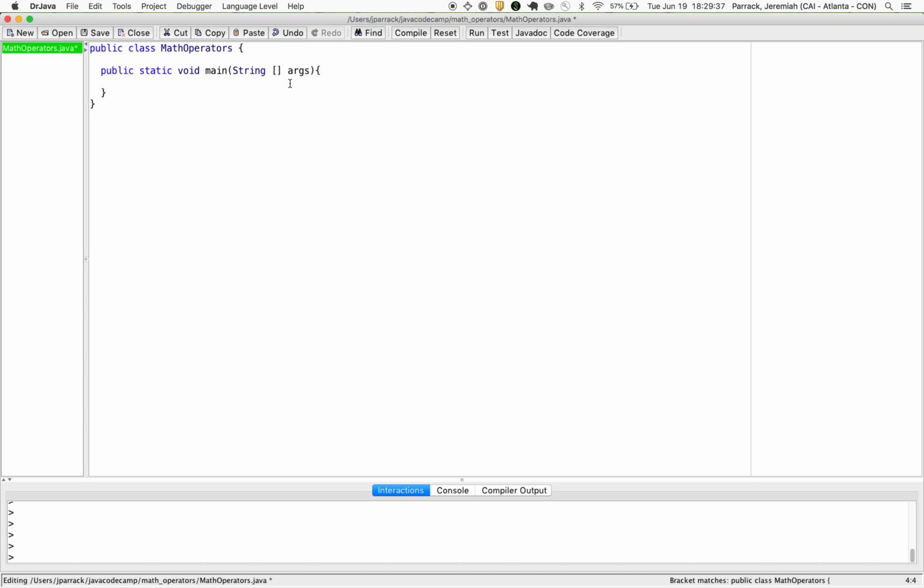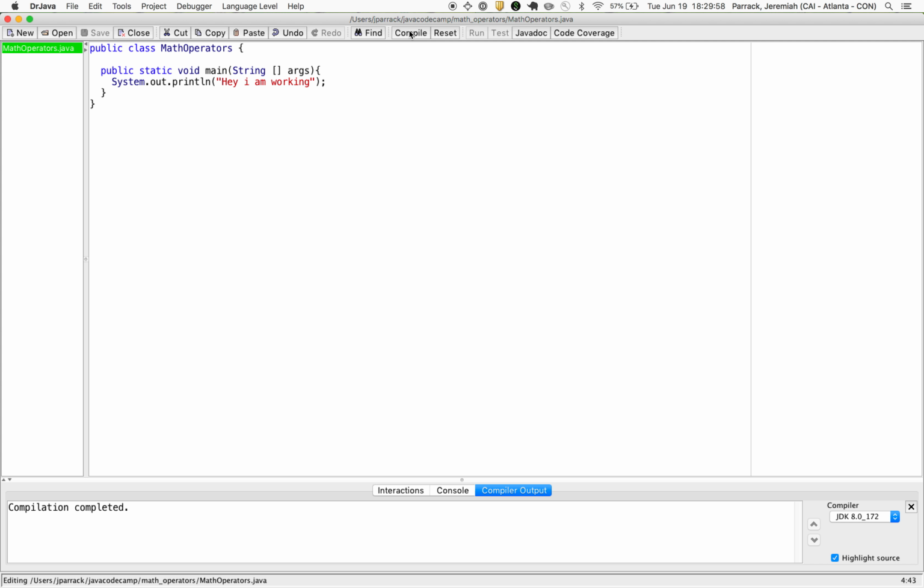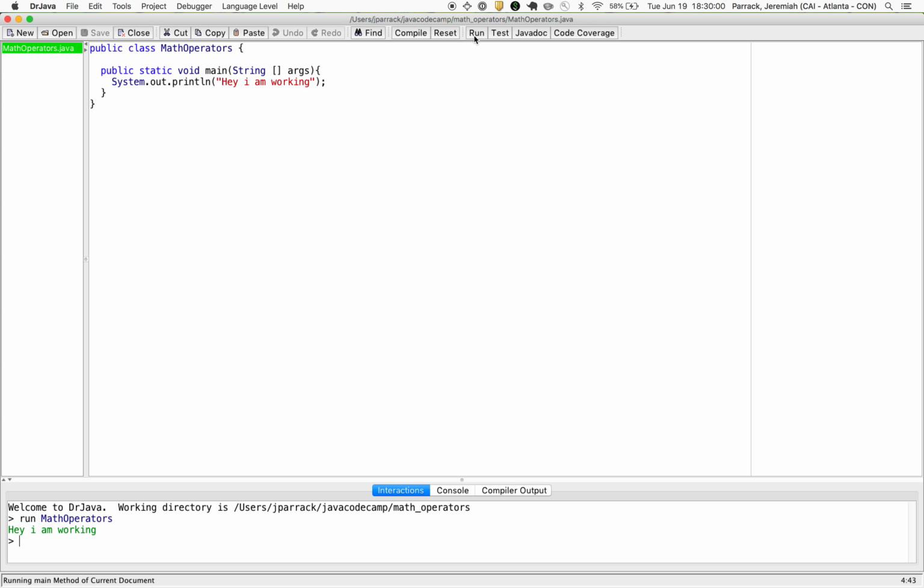All right, and now let's do a simple print statement just to make sure that everything is working properly. So we do system.out.println, and let's just say, hey, I am working. And don't forget your semicolon or you will get an error. So it compiled, running, bang, hey, I am working. Super.